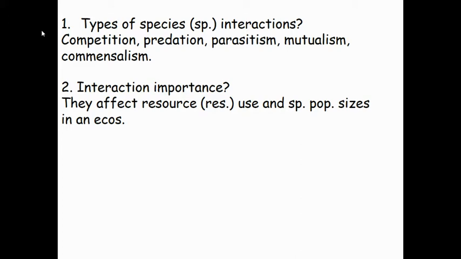All right, interactions, importance, why. We're going to abbreviate resource as well. So they affect resources, how those are used, and they also influence the size of the populations within the ecosystems.